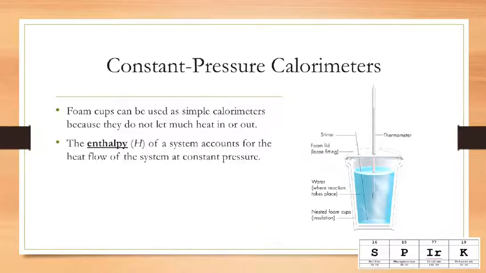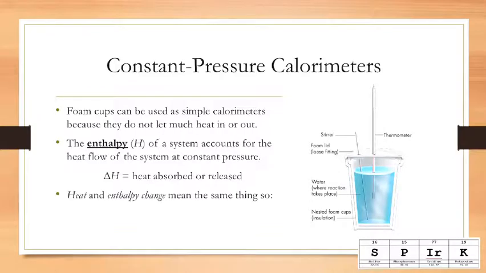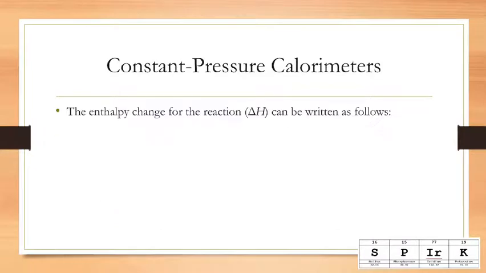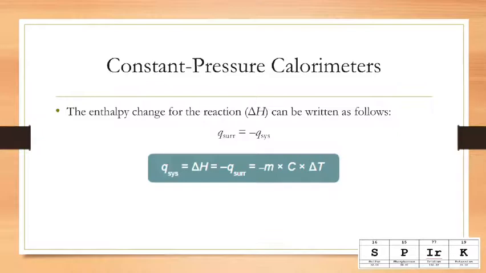The enthalpy, or capital H, of a system accounts for the heat flow of the system at constant pressure. Delta H equals the heat absorbed or the heat released. Heat and enthalpy change mean the same thing, so Q equals delta H. The enthalpy change for the reaction can be written as follows. The heat of the surroundings, which is positive, equals the negative heat of the system.